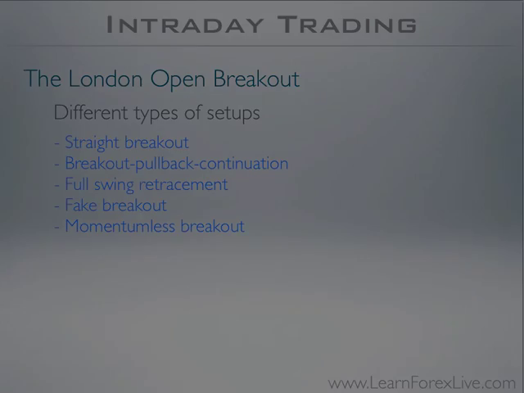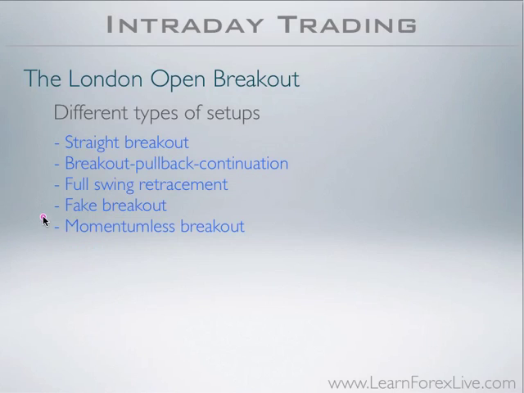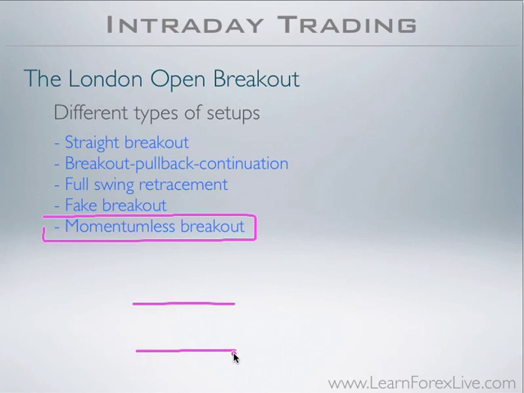First of all, I'm actually going to start off with the last one. Momentumless breakouts. As its name indicates, it basically means if we have the Tokyo range there, that's 3 a.m. Eastern Standard Time, and the London market opens up, price moves into one particular band of the Tokyo range, let's assume the upper band, and then we don't quite get any type of breakout.